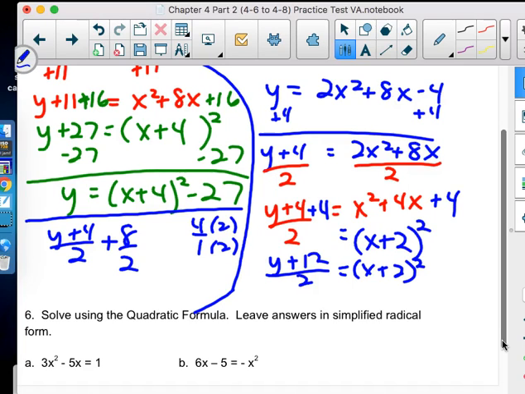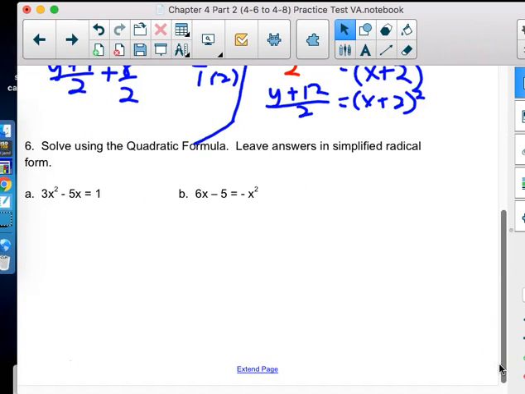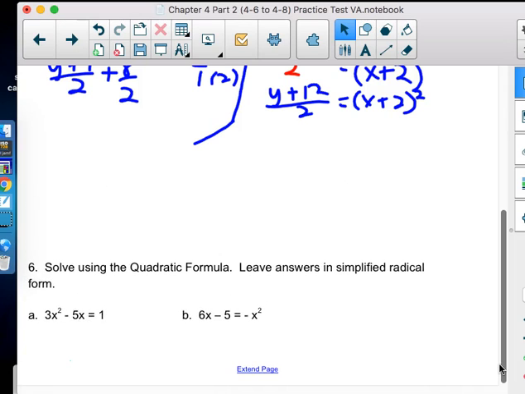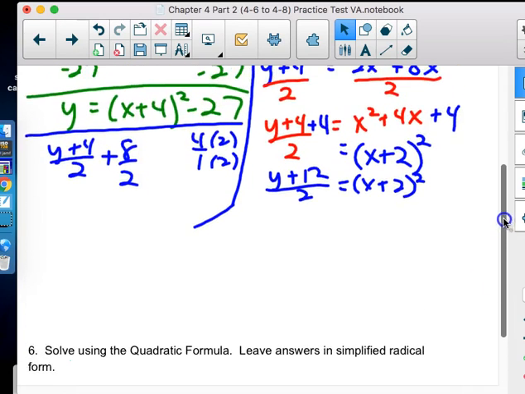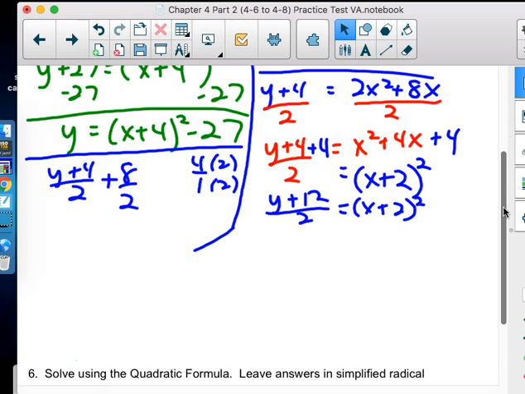We're almost done. I know it looks bad, but we are almost done. I'm going to see if I can scoot this down some. Give myself a little more room. There we go. Because now all we have to do is move the stuff back over that's sitting with the y. So what should we move back over first? Yeah, the 2. I don't want a fraction anymore. I want to get rid of it as quickly as I can. So I'm going to multiply both sides by 2.